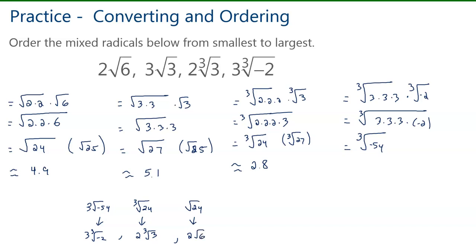The last and the biggest number, 3 square root 3. That was the square root of 27. So here it is in order, from smallest to largest.